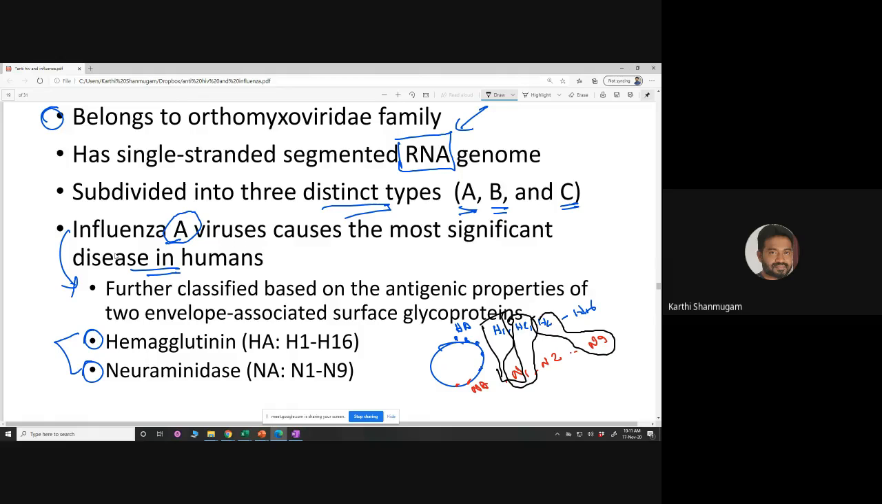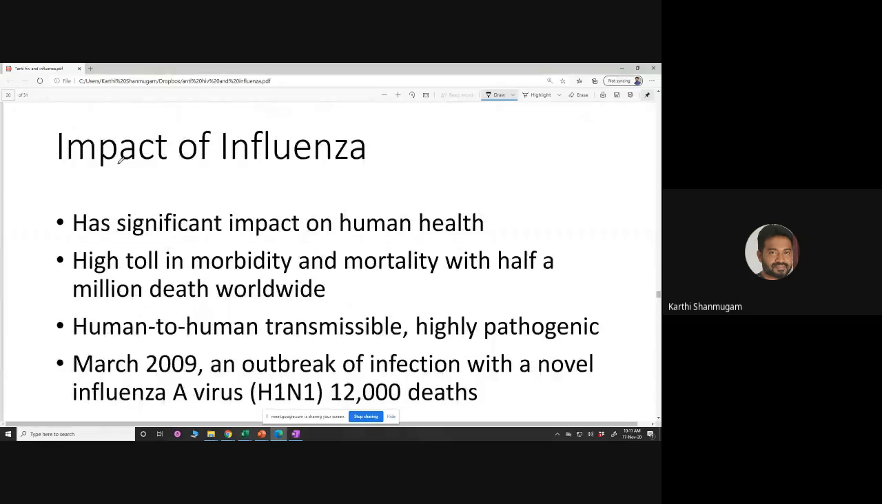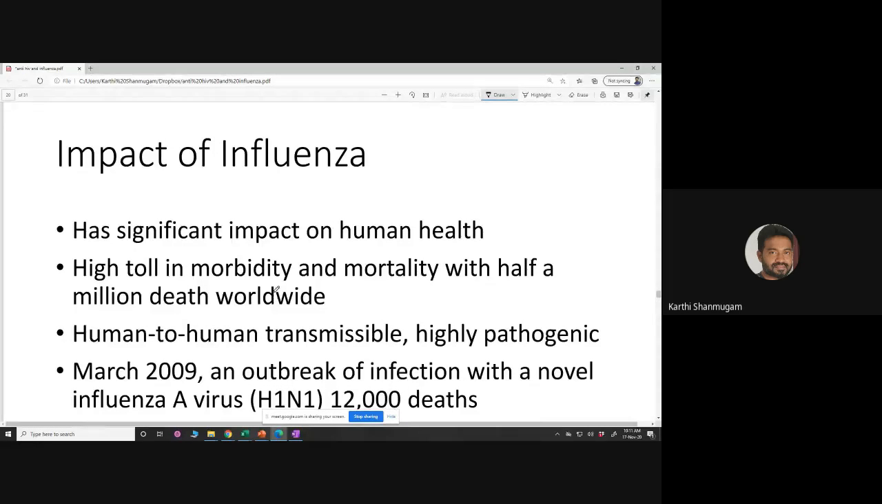So the take home point is that we have two important types of surface protein on this virus: one is called hemagglutinin, and another is called neuraminidase. Now, the impact of influenza virus. Just like this pandemic situation with coronavirus, influenza also causes outbreaks sometimes.